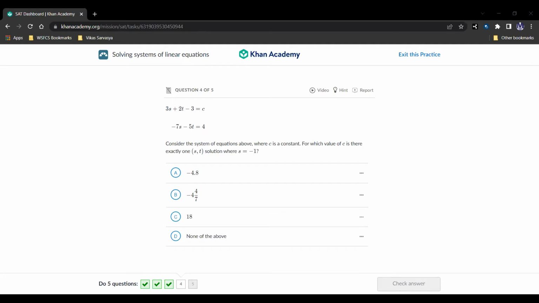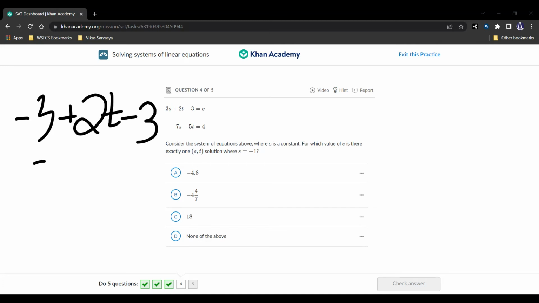3s plus 2t minus 3 equals c, and minus 7s minus 5t equals 4. All right. So now what do we see? Consider the systems of equations above where c is a constant. For which value of c is there exactly one s, t solution where s equals negative 1? So let's plug in s equals negative 1 and we get negative 3 plus 2t minus 3. And that makes equals c. So 2t minus 6 equals c.